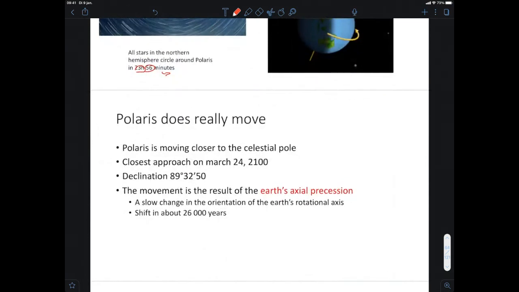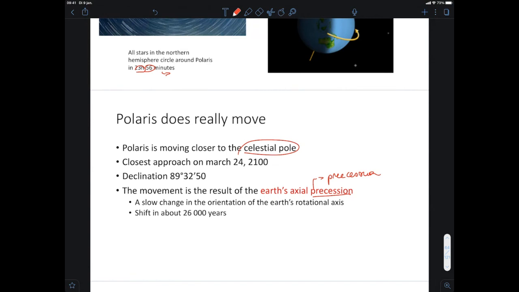Polaris is moving because it's not exactly on the North Pole, but it is also moving closer and further away from the celestial pole due to the Earth's actual precession. We know that the axis of the Earth also moves due to the gravitational forces of the Sun and the Moon, and this movement of the Earth's axis we call precession. And it's because of this precession that we have the impression that Polaris actually is moving closer and further away from the celestial pole. Okay.